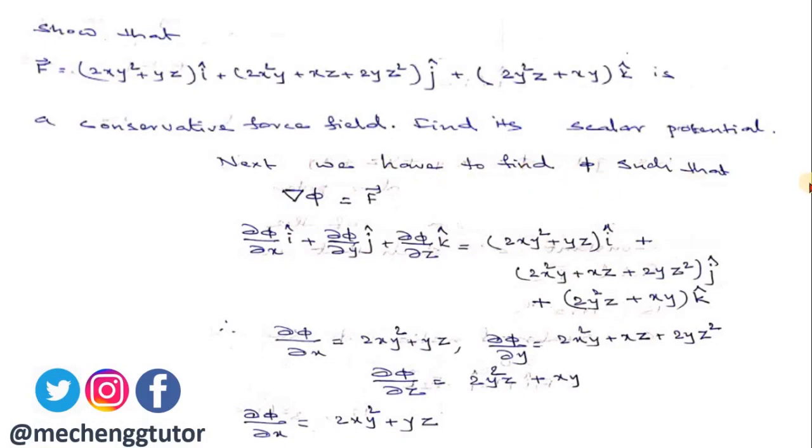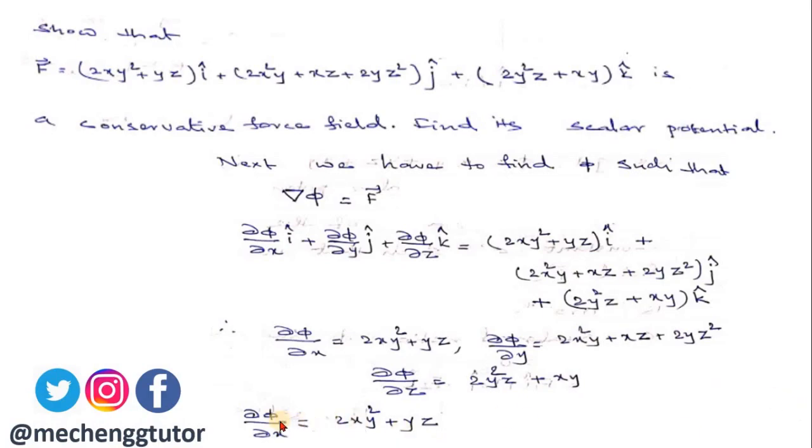Next we have to find phi such that del phi equals F bar. So del phi is what? Dou phi upon dou x into i plus dou phi upon dou y into j plus dou phi upon dou z into k. This is equal to F bar, all given functions you write down. So you get 3 partial differential equations. Dou phi upon dou x is equal to 2xy² + yz. Then dou phi upon dou y is 2x²y + xz + 2yz². Dou phi upon dou z is 2y²z + xy.